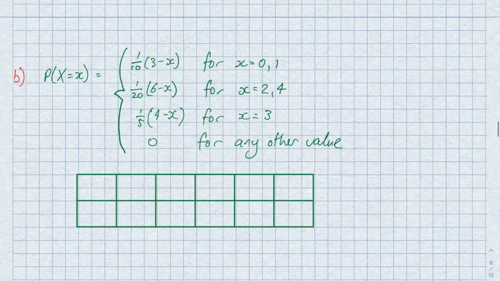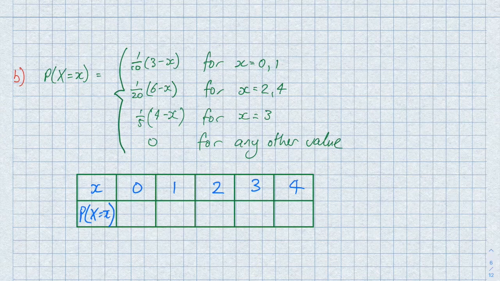Okay, in this example, we're given it in function notation. So we can see the possibilities here for x: 0, 1, 2, 3, and 4. It's going to be 0 for any other value, so we don't need to include that. And the probability: when x equals 0, we're looking here on the first line. And we plug the number into our function.